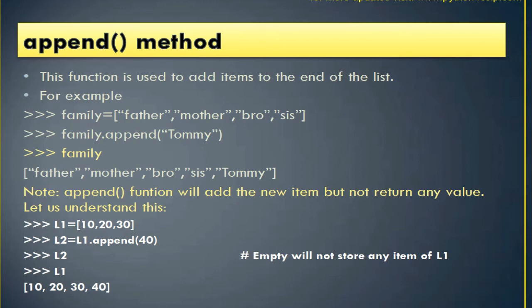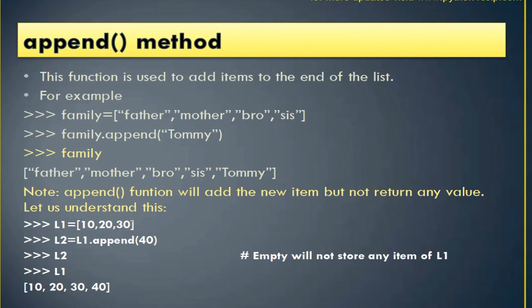family.append, and then whatever value you want to insert, you have to write here. So when you print the list named family, you will get the existing list, and at the end the value will be inserted, named Tommy. Note, the append function will add the new item but not return any value.